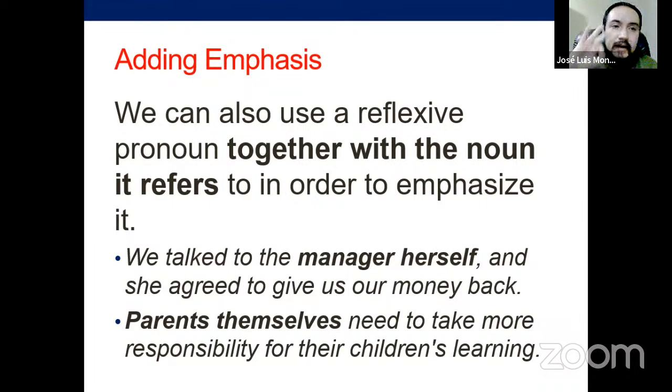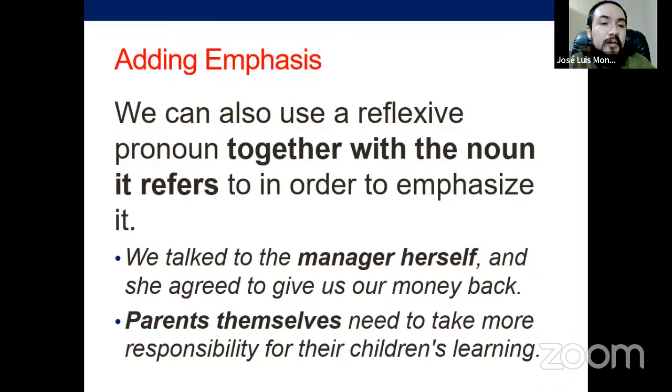Now, this is the third type. It's still adding emphasis, but not only adding emphasis, all right? You are not adding emphasis to the pronoun as it was before. Here you need a noun, right? You need a specific noun. And to give emphasis to that noun, this reflexive pronoun has to be next to the noun that it is modifying, that it is giving some emphasis to, right?